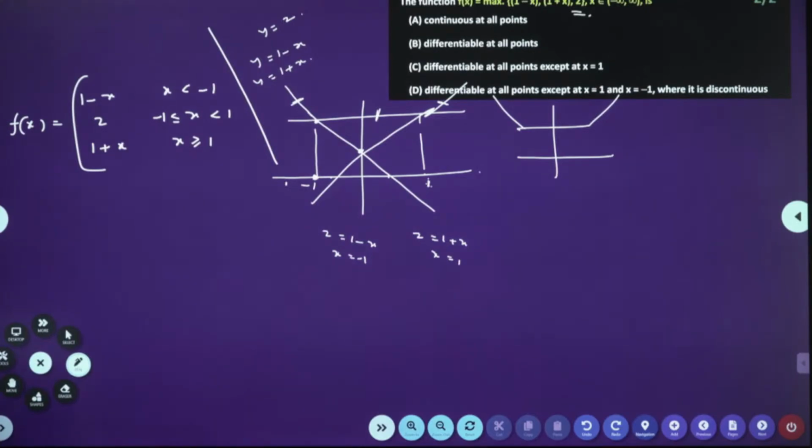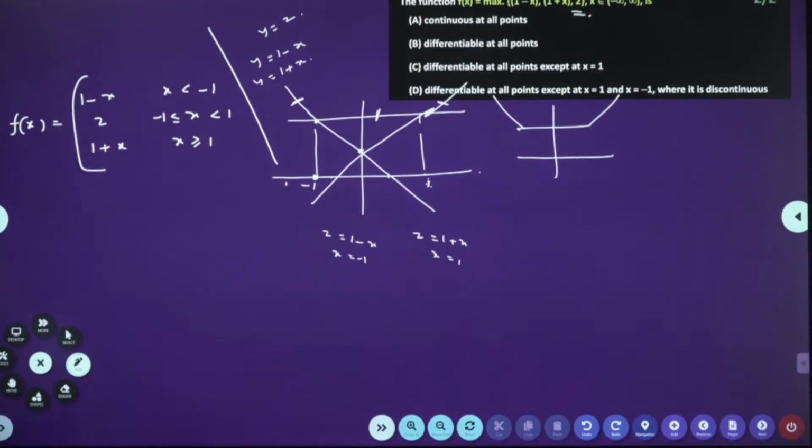So now you can see continuity at the points that you have to check are minus 1 and 1. At minus 1, the left hand limit is 2, the right hand limit is 2 and the value is 2, so continuous at 2. And at 1, the left hand limit is 2, right hand limit is 2 and the value is also 2, therefore the function is continuous at 2. So therefore the function is continuous at all points. So option A is correct, it is continuous at all points.